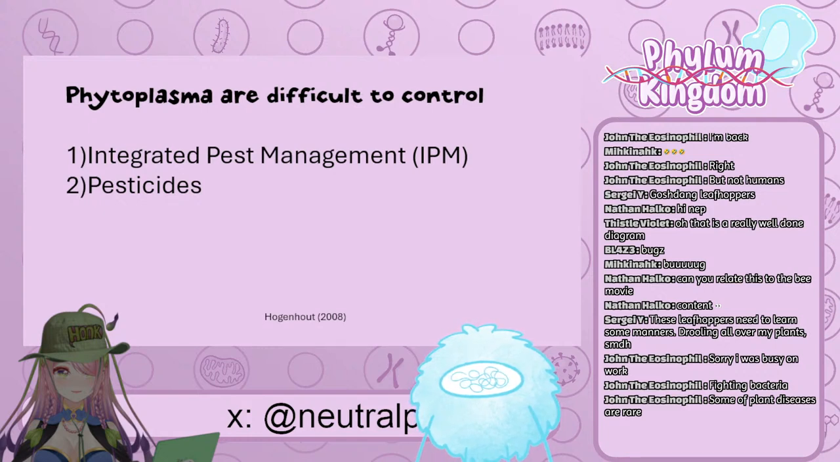So I don't actually know too much about the context for this, but Nep, if you could, in like 2 to 4 sentences, talk a little bit about why the current methods by which we control phytoplasma are insufficient, that'd be great.